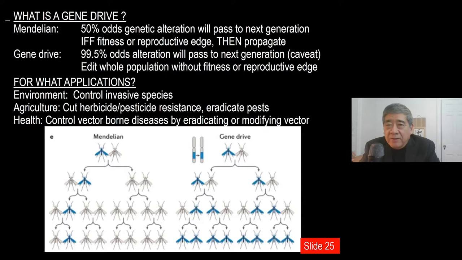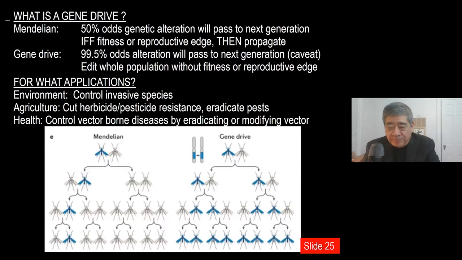This gives you the potential for editing whole populations even without introducing a fitness or reproductive edge, and the applications would include controlling invasive species or even spreading herbicide resistance in populations of plants, or controlling vector-borne diseases, and this is the most interesting one, eradicating or modifying vectors like mosquitoes so that they don't carry malaria. And the difference is encapsulated in the diagram at the bottom. Mendelian inheritance, you'll see an alteration at the top does not spread through the population. With gene drives, it spreads dramatically through populations, much greater penetration.